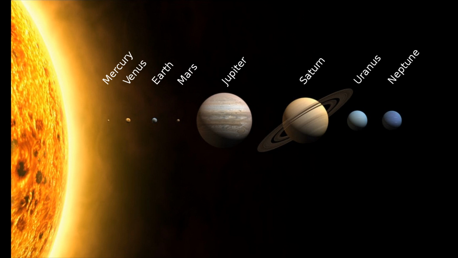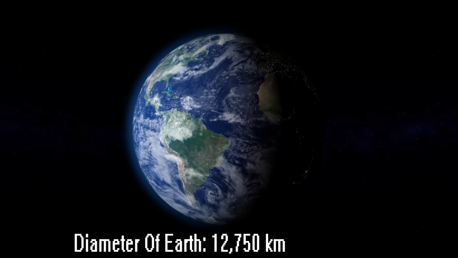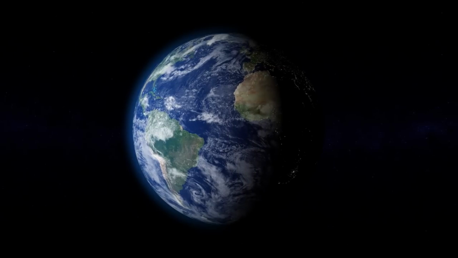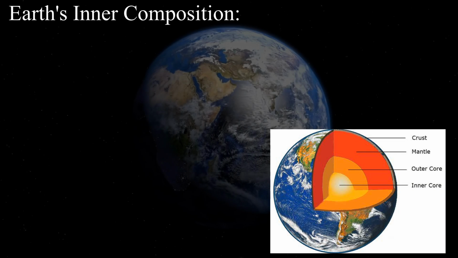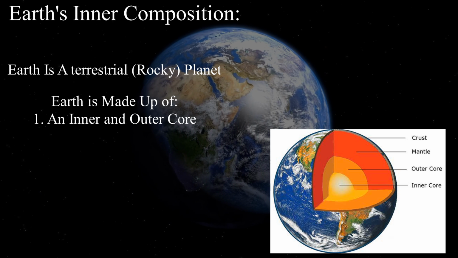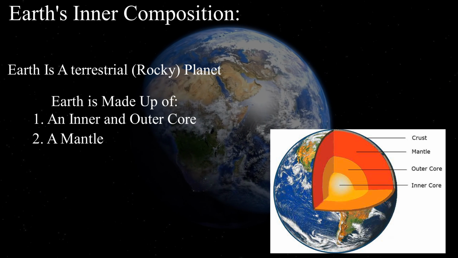It is the 5th largest planet in our solar system and the largest terrestrial planet, with it being 12,750 kilometers in diameter. As previously mentioned, Earth is a terrestrial planet composed of an inner and outer core, a mantle, and a crust.